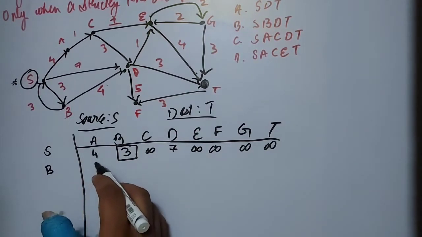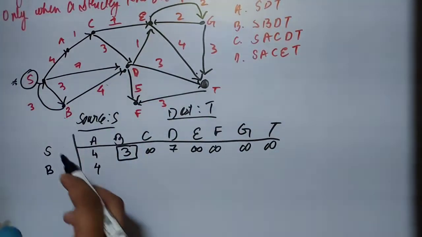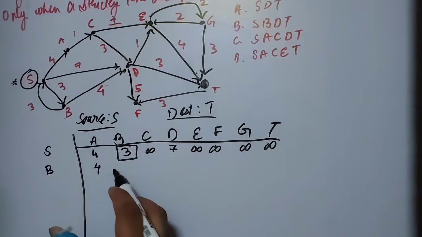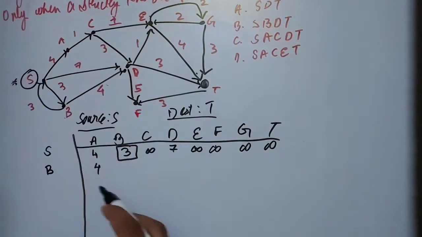So S to D stays the same, 7. Other than D, we could not reach any other vertex via B. So for B, we will leave a blank entry here, and C is infinity because we can't reach C.